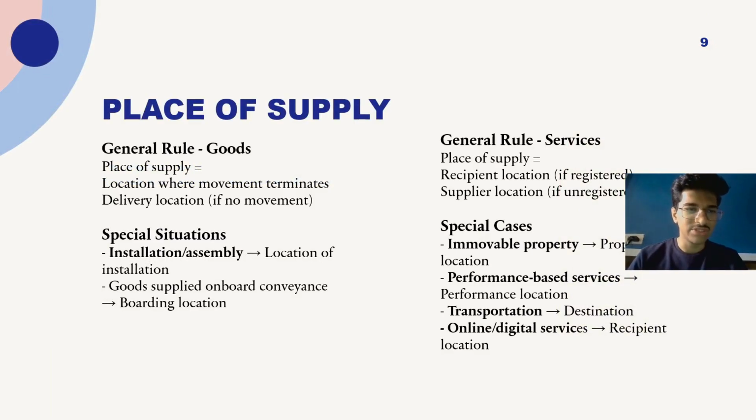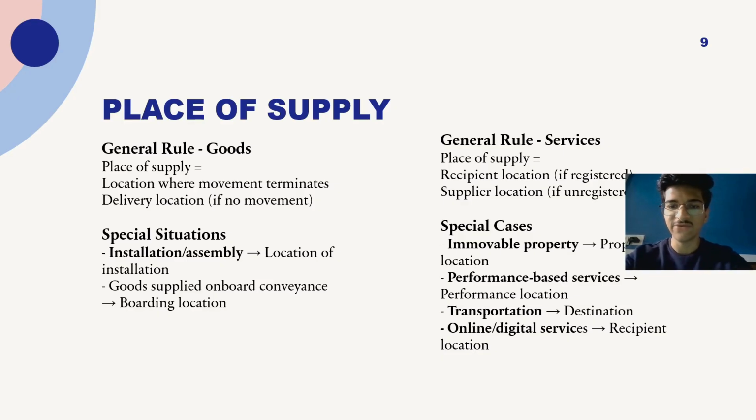The general rule for goods is that the place of supply is the location where the movement terminates, that is, the delivery location. For example, if it moves from A to B, B would become the place of supply if there is any movement. Secondly, for services, if the recipient is registered, it is the location of the recipient. If it is unregistered, then it is the location of the supplier. In some special situations like installation or assembly, the place of installation becomes the place of supply. If goods are supplied on board a conveyance, then it is the boarding location.